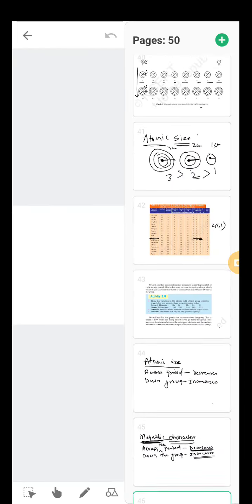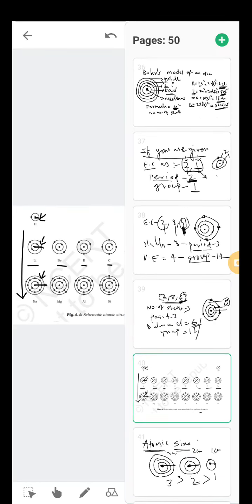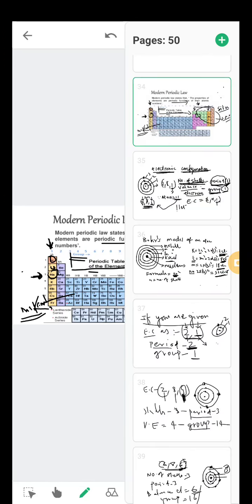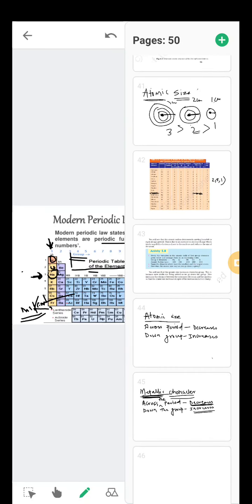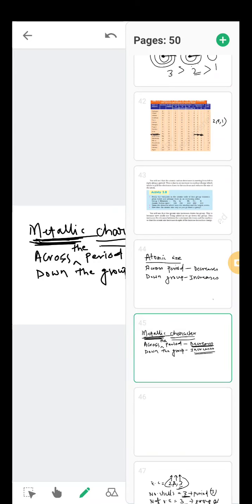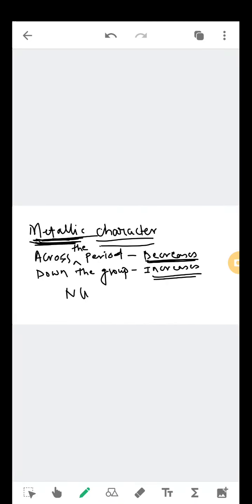Okay, so whenever you move from left to right in the periodic table, the nuclear charge, as I had told you, increases. So when you move from left to right, what will happen to the nuclear charge? Nuclear charge will increase. Okay, what is nuclear charge? It is the force which the nucleus exerts on the electrons.